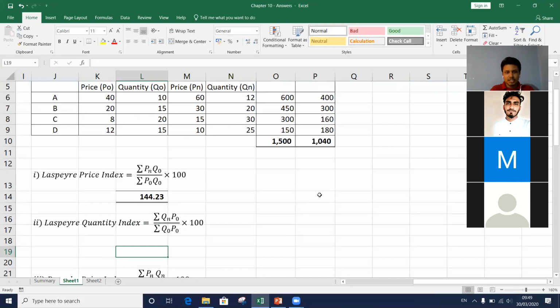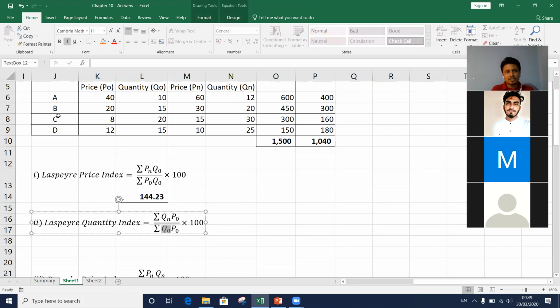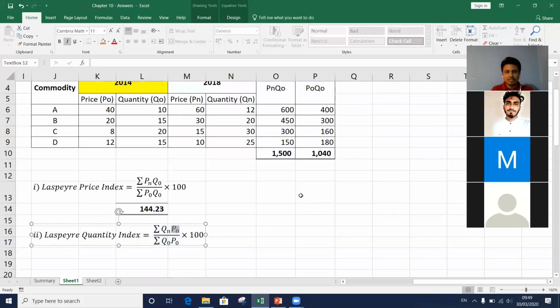Right? Laspeyres quantity index. See, for the quantity index, current year quantities are divided by base year quantities. Since there are many items, we have considered the sigma value. We need to calculate the Laspeyres quantity index. Therefore, what have we considered as the weight? Base year prices. We consider the base year prices as the weight.